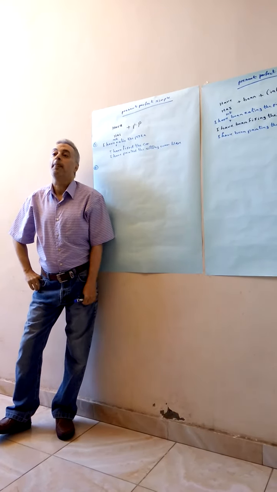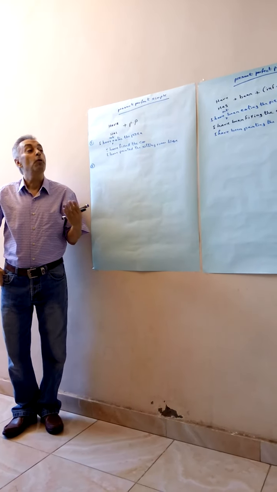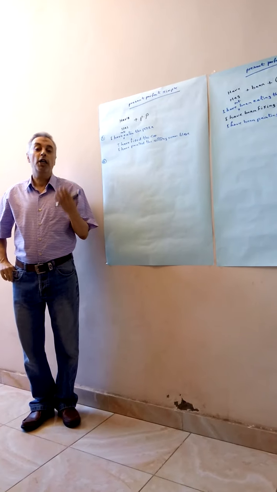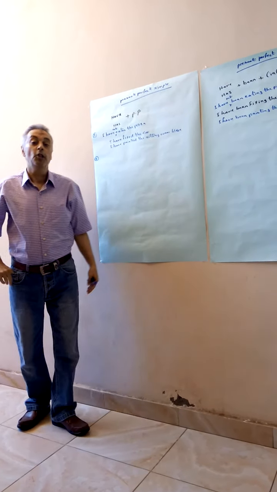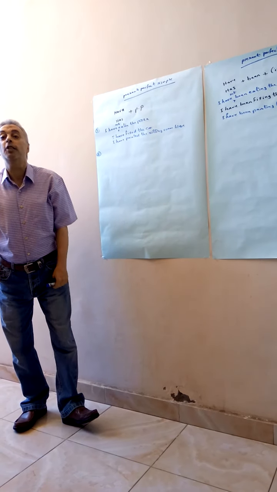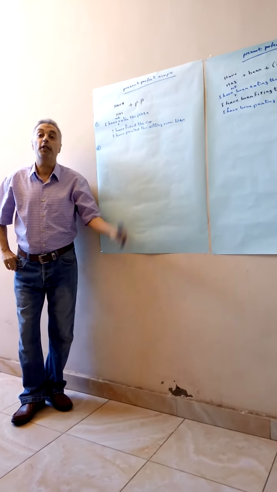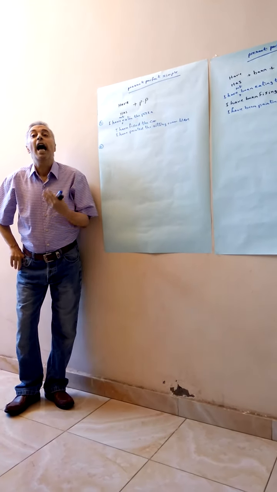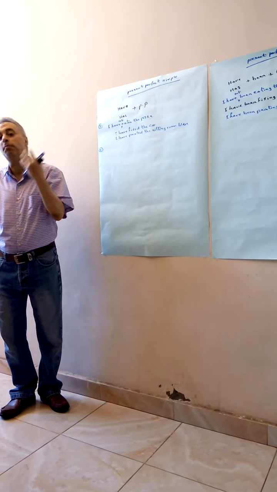Second difference. We use the present perfect simple when we want to tell how much of an activity is completed. Whereas we use the present perfect continuous to tell how long something has been happening.